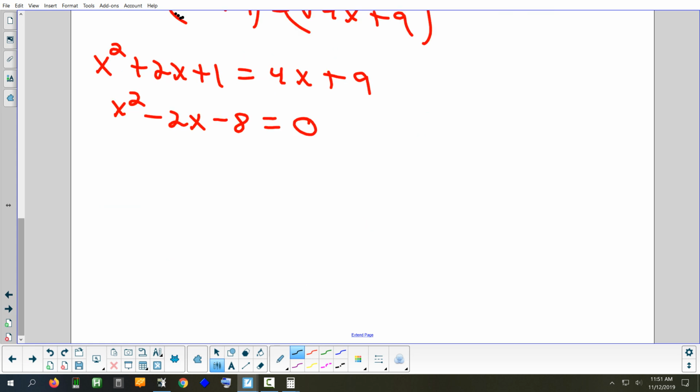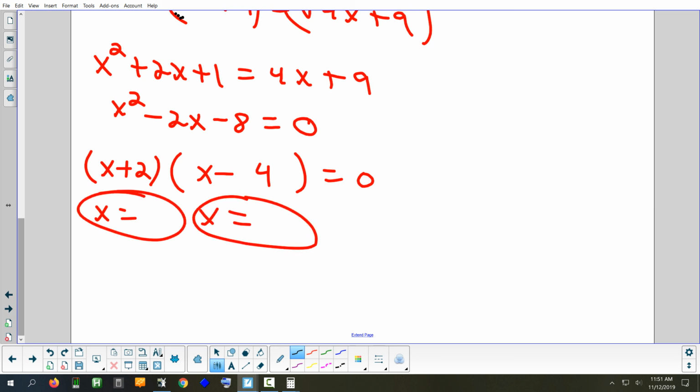And hopefully that factors. Two numbers that multiply to give me negative 8 and subtract to give me 2: 4 and 2. So let's give it a shot and see what happens. x plus or minus, let's try 4 and 2. x squared minus 4x plus 2x. Yep, 2 times negative 4 is negative 8. Perfect.